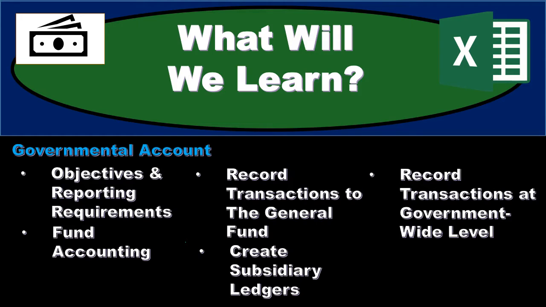We will also record transactions on the government-wide level, and this is going to give us a really good comparison of recording transactions on the government-wide level and recording transactions into the general fund. The general fund, fund accounting, is on a modified accrual basis, and then the government-wide level is going to be on an accrual basis, so we get that comparing and contrasting of the modified accrual basis that we'll be using and the normal accrual basis in terms of the government-wide level.